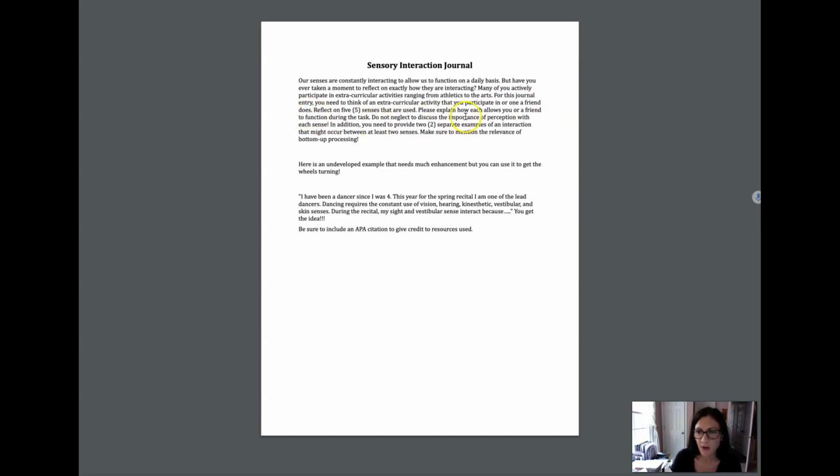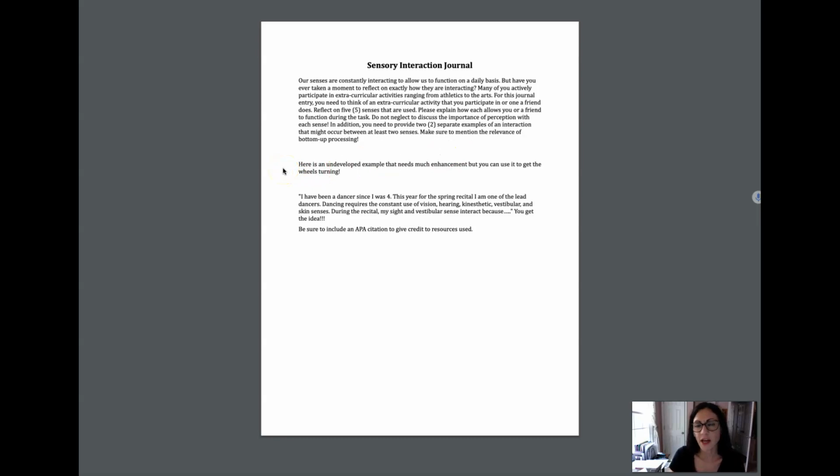Please explain how each allows you or your friend to function during the task. Do not neglect to discuss the importance of the perception with each sense. In addition, you'll need to provide 2 separate examples of an interaction that might occur between the 2 senses. Make sure to mention the relevance of bottom-up processing.